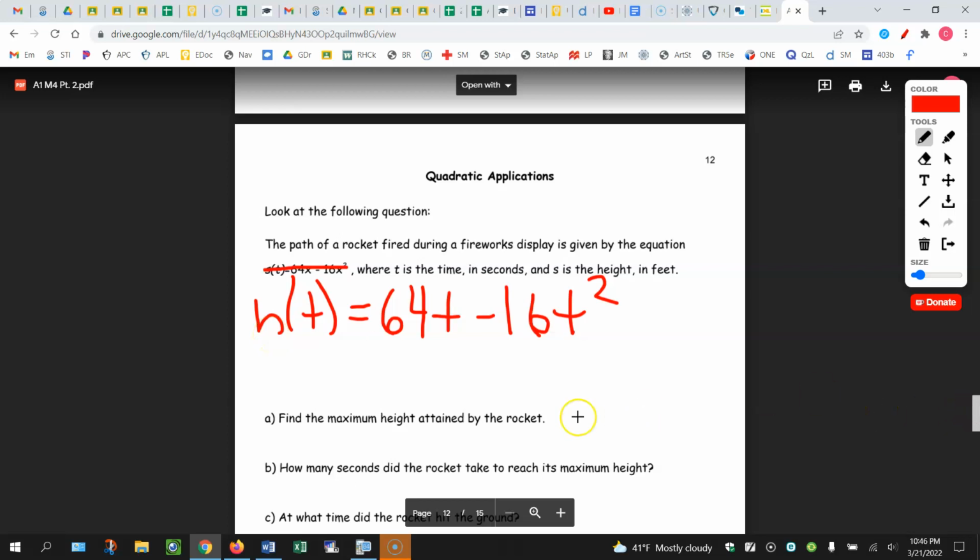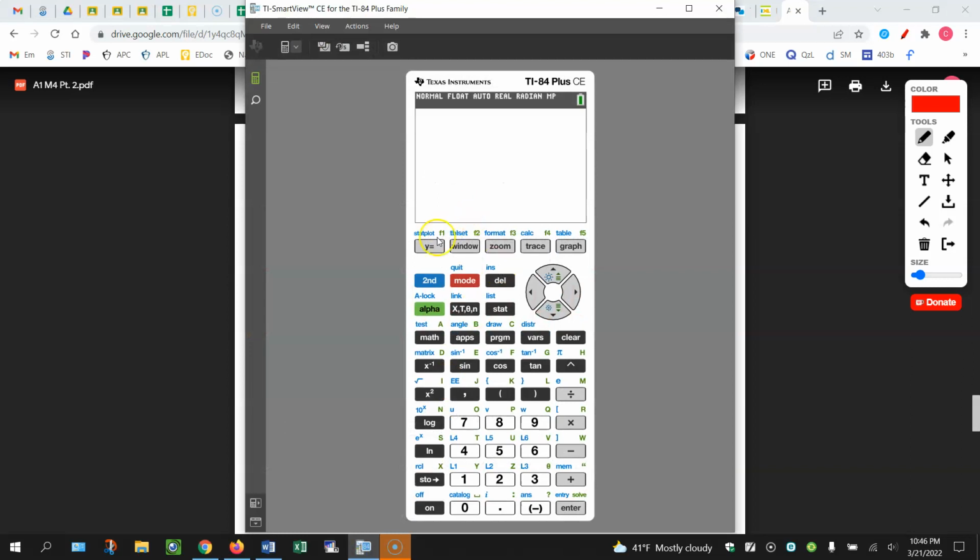So a couple things. Find the maximum height attained by the rocket. You're going to need to go to your calculators and plug this function in. Obviously, I do not have an Inspire here, so you know how to graph on the Inspire. You're going to type in 64x. You're not going to be able to type T in there. Minus 16x squared.